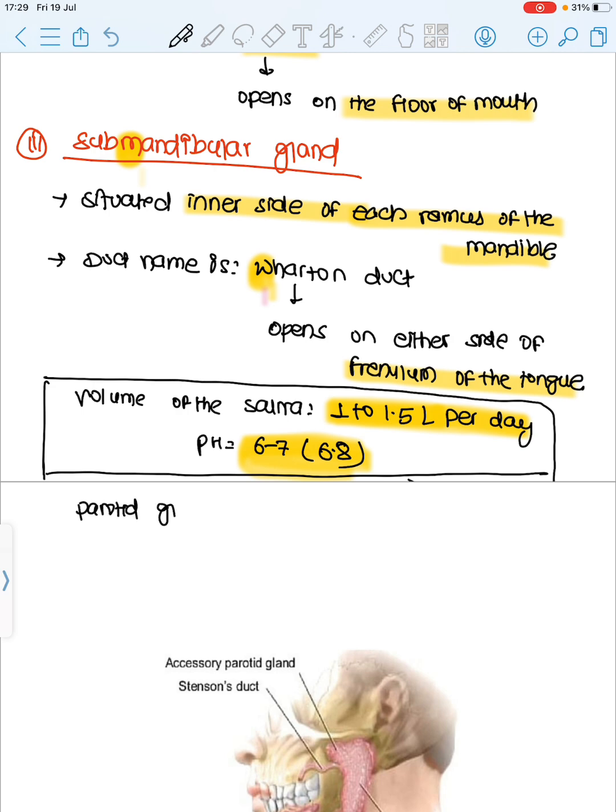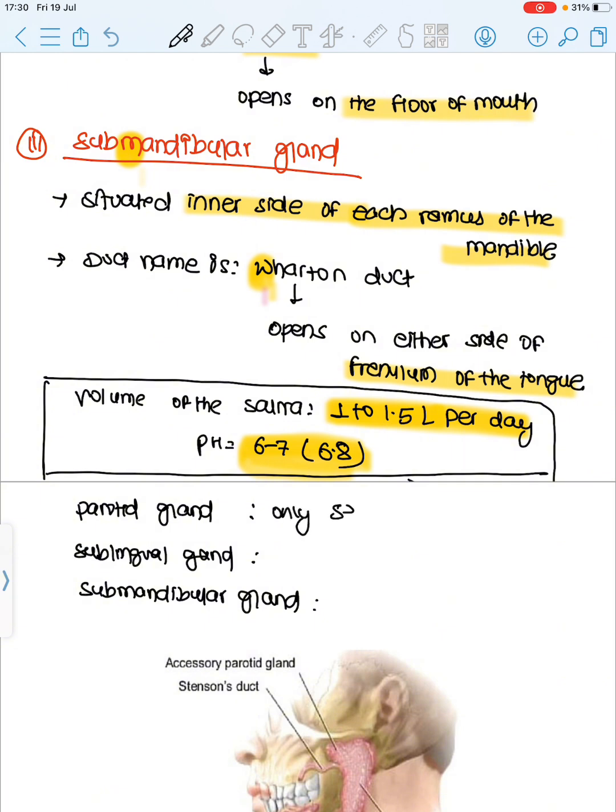The parotid gland, sublingual gland, and submandibular gland. What do they secrete? The parotid gland only secretes serous. These are the contents of the saliva. The parotid gland secretes only serous.